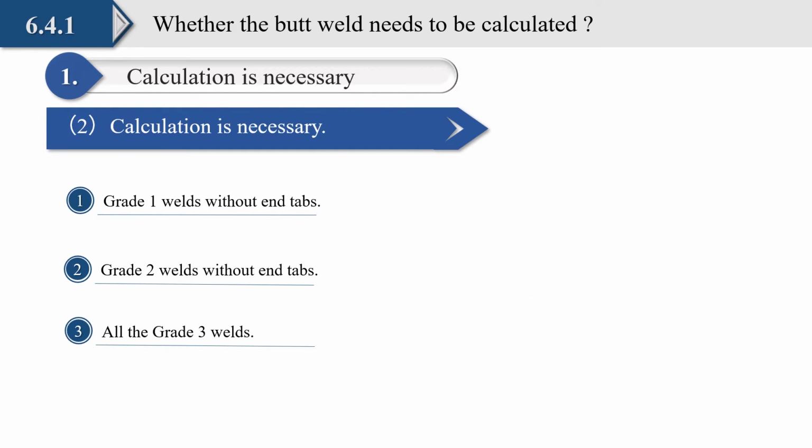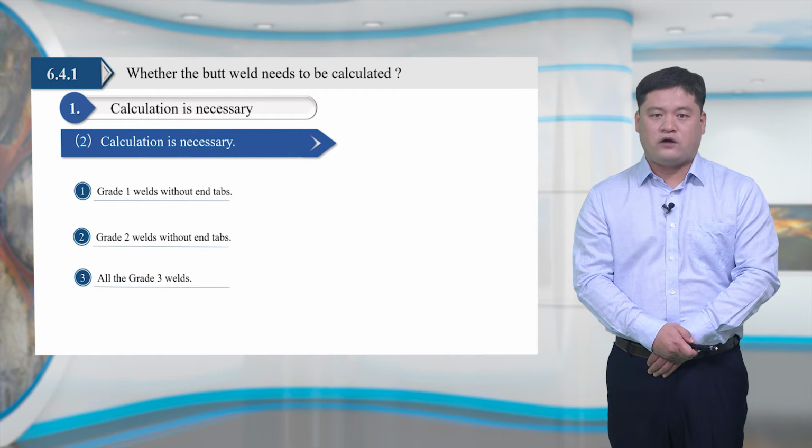When no end taps are used in butt weld, the bearing capacity of weld still needs to be checked, even though the weld quality satisfies the quality requirement of grade 1 and grade 2. For all grade 3 welds, whether or not end taps are used, the bearing capacity must be checked.